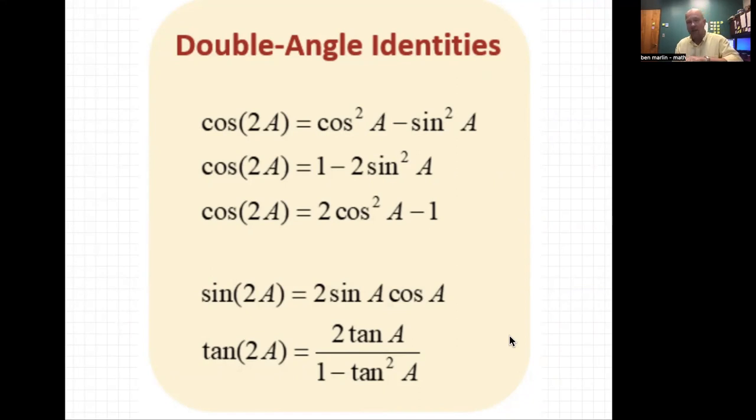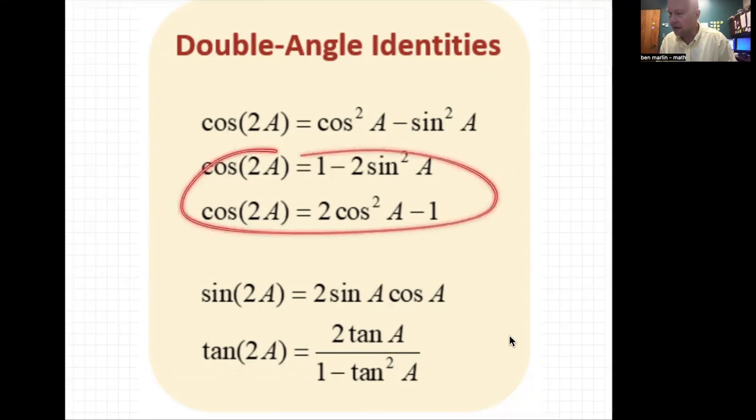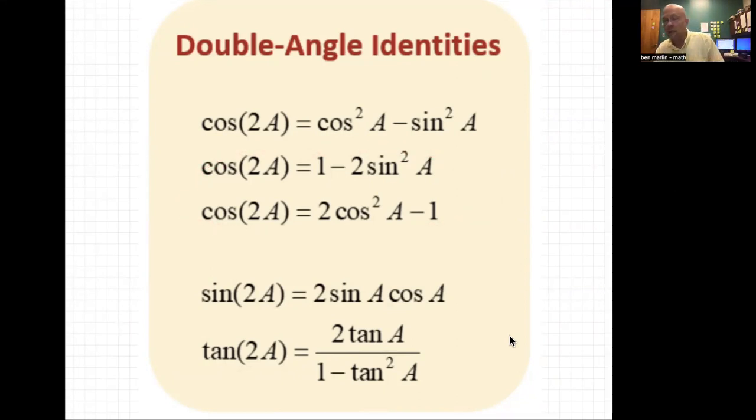So 2a is just a plus a, and then somebody simplifies them down. The two extra versions of cosine 2a that we got here come from substituting in 1 minus cosine squared for sine squared, or 1 minus sine squared for cosine squared, whichever one you happen to be wanting to get. As we'll see later on, these end up being convenient to know to solve certain kinds of equations that you can't solve otherwise. Okay.